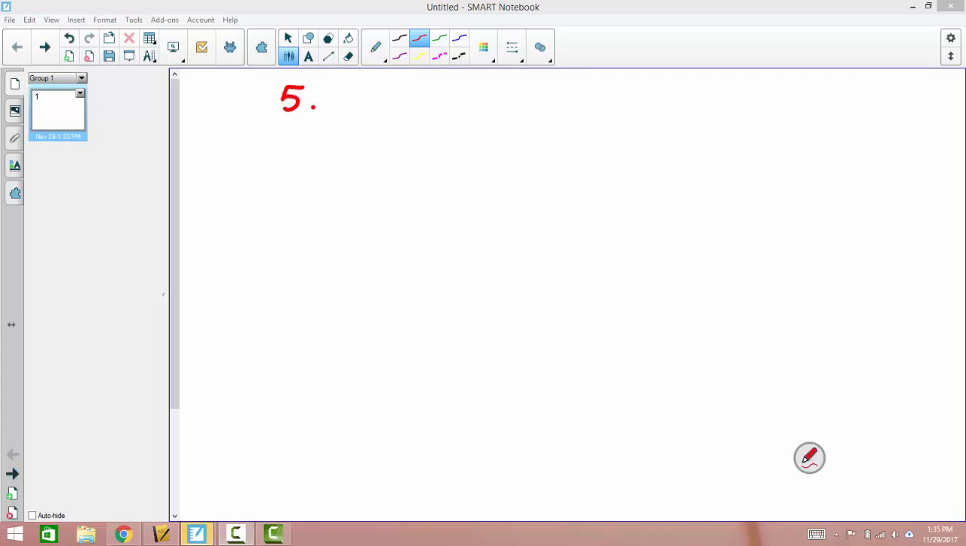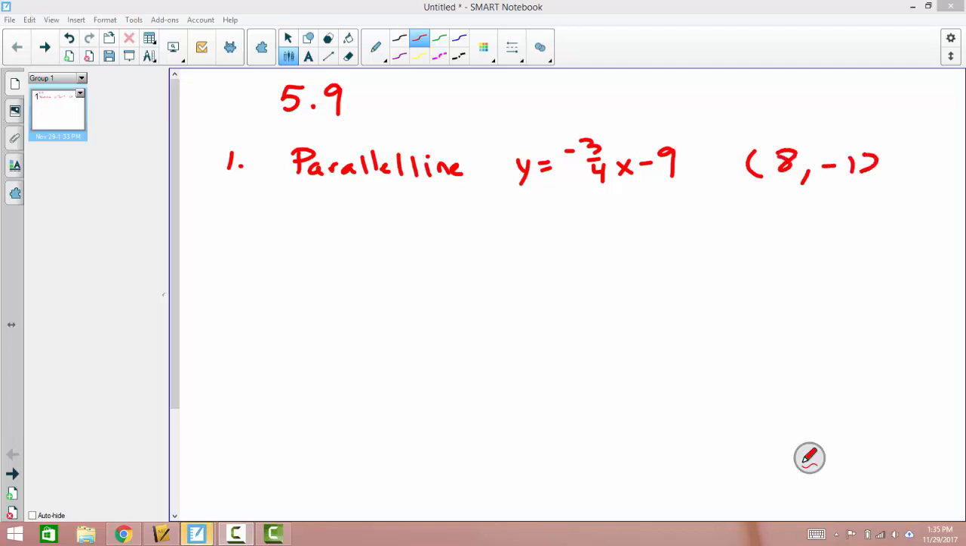Hello, today we are going to be conquering Chapter 5, Section 9. We'll do a quick review from yesterday. I would like you to write the parallel line to y equals negative 3/4 x minus 9 through the point (8, negative 12).